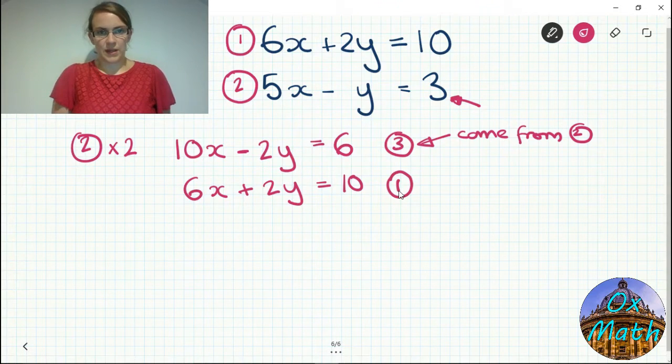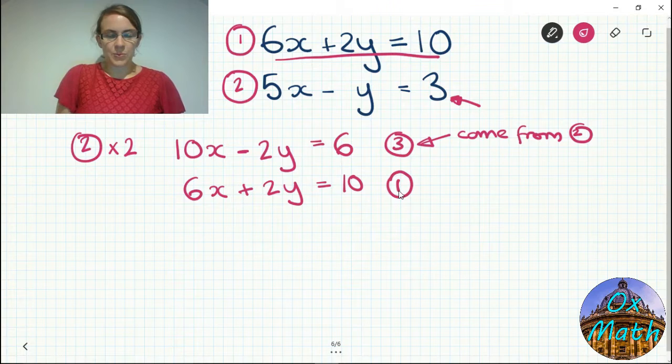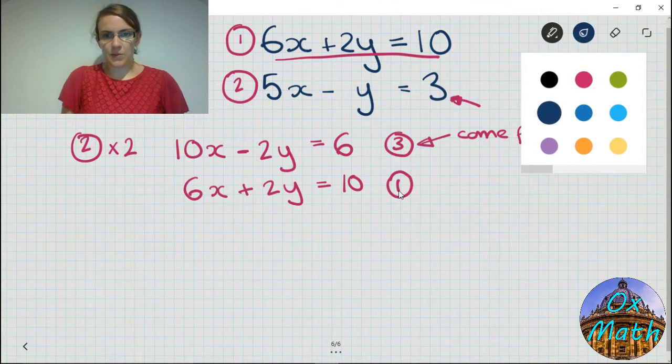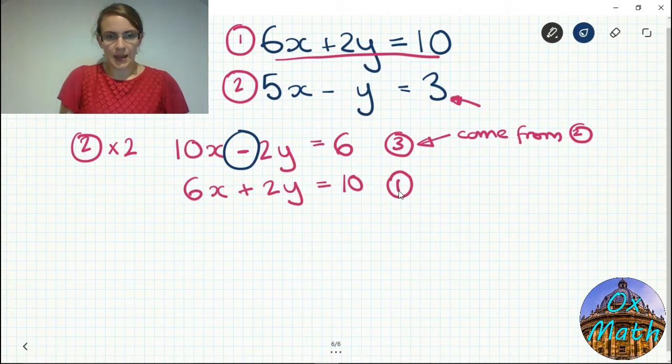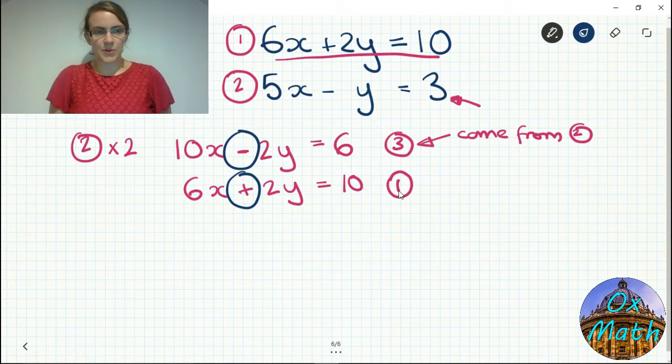So that's equation 1 again, the exact same as what we had up here. So now we've made the y's the same, we want to eliminate the y's. But this time we've got a minus 2y here and a plus 2y there. And this is really important because we can't this time compare the difference between the two equations, because the difference between a plus 2y and a minus 2y is actually 4y. But what we could do is combine the two equations together.